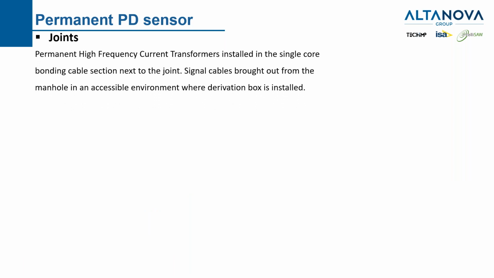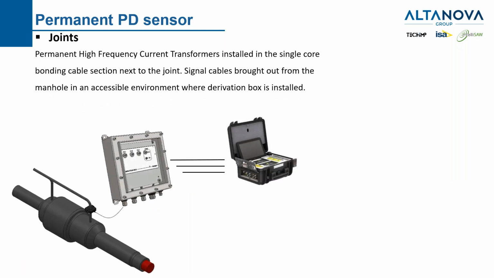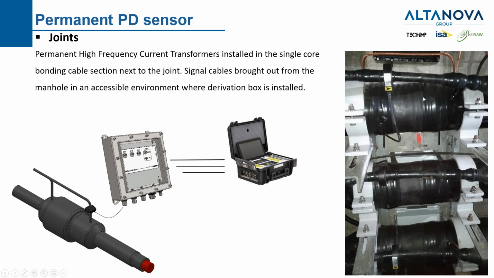Then we see what we can do with the joints. Even in this case, it is even more evident. Think about a joint. Normally, after you finish the joint installation, there is no more access to the joint. There is no more access to the single core bonding cable of the joint. You only have access to the external bonding cable of the link box, maybe. So you cannot install the sensor in the best position ever, that is the one in this picture. Here you will have the current transformer installed in the most sensitive position. You will bring the signal outside to our derivation box, and from the outside it will be very easy to perform the PD test.